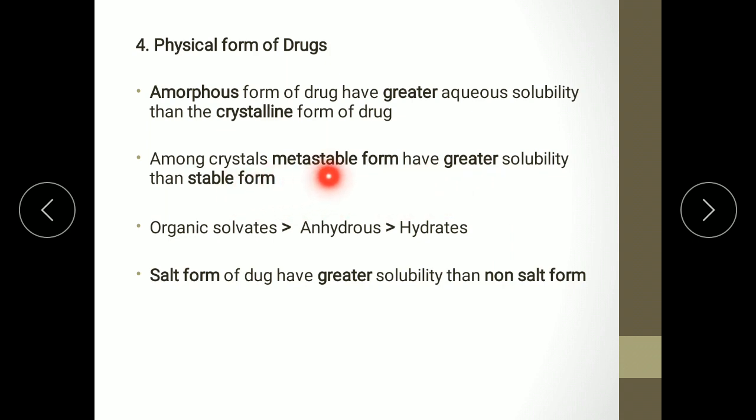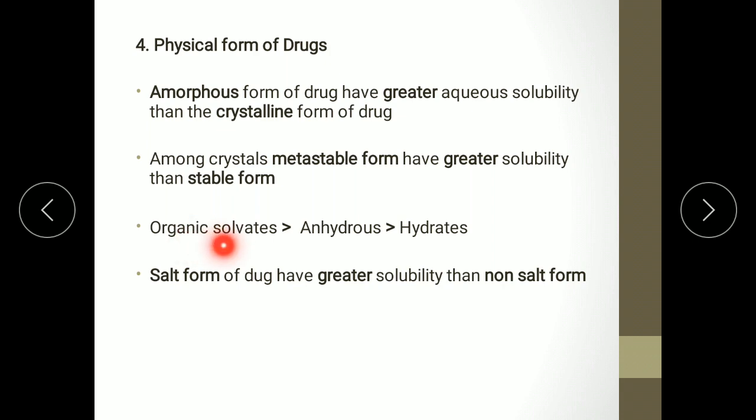Now, what is metastable, stable? All this comes under polymorphism. In the state of matter topic, we will see the polymorphism point, where it covers all these points, the different forms, the different polymorphs. There are again different types like metastable and stable.